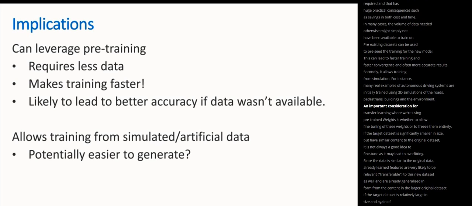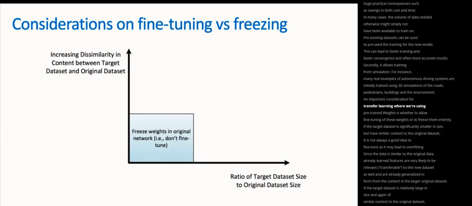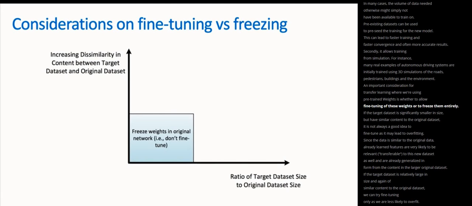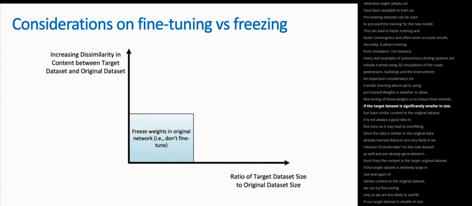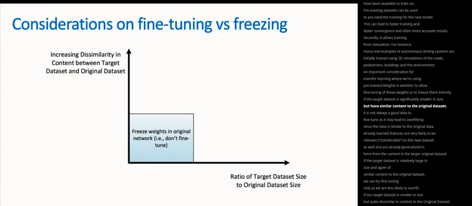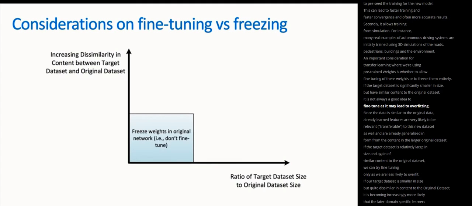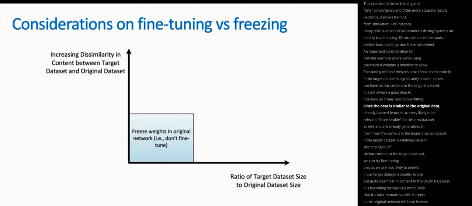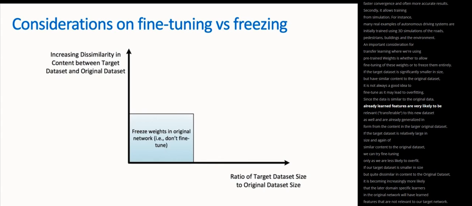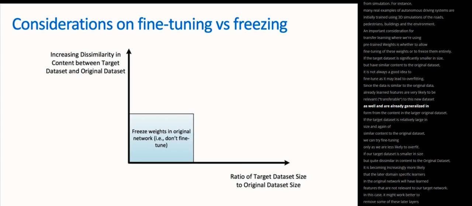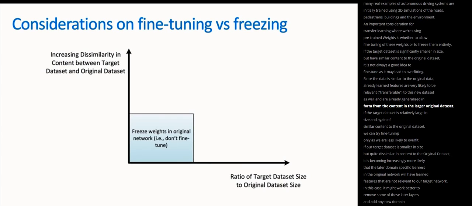An important consideration for transfer learning, where we're using pre-trained weights, is whether to allow fine-tuning of these weights or to freeze them entirely. If the target dataset is significantly smaller in size, but of similar content to the original dataset, it is not always a good idea to fine-tune, as it may lead to overfitting. Since the data is similar to the original data, already learned features are very likely to be relevant, transferable, to this new dataset as well, and are already generalized in form from the content in the larger original dataset.